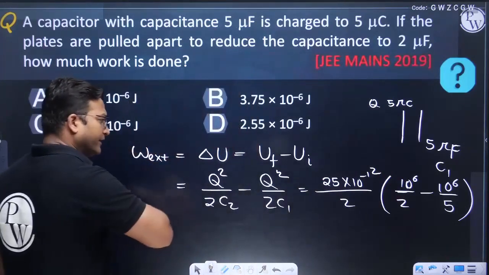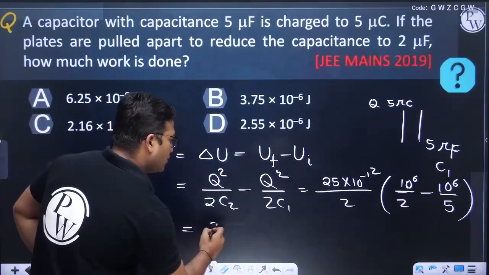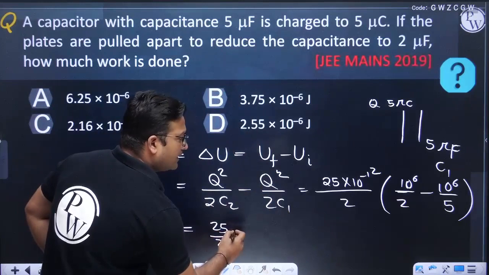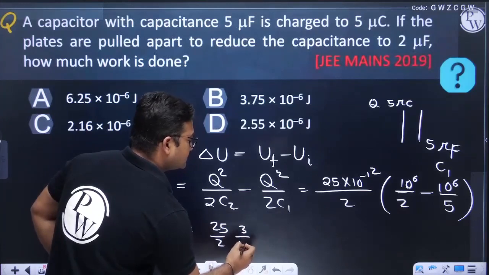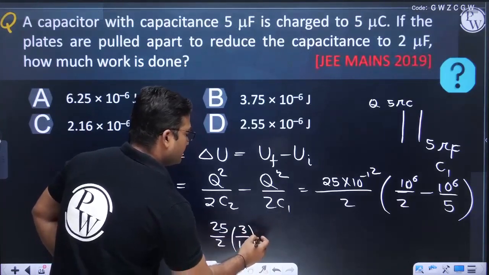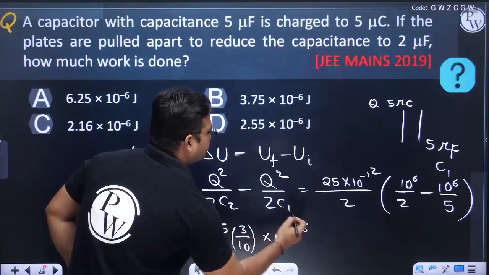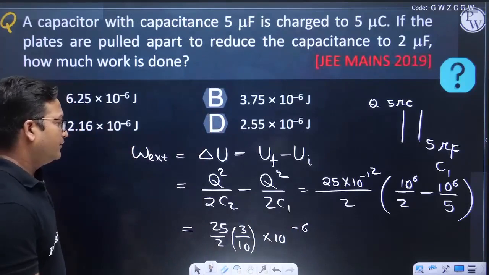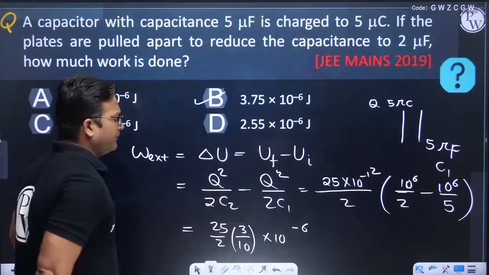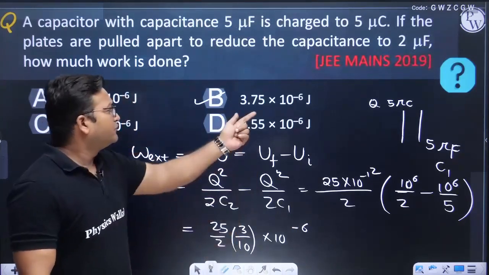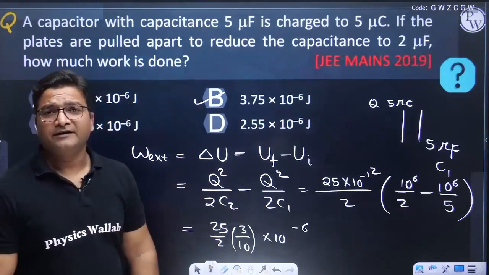So let us solve this, and after solving this, you will have 25 by 2 multiplied by 3 by 10, multiplied by 10 to the power minus 6. So solve it and you will have 3.75, because 75 by 20 is 3.75, times 10 to the power minus 6 joule. So B is the correct answer. Okay.